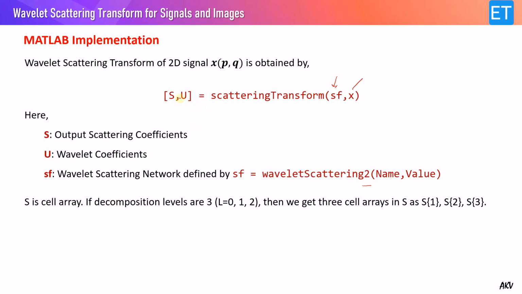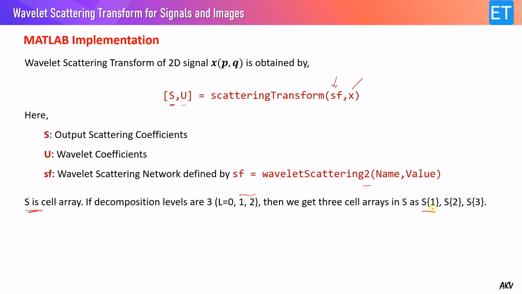So here after executing this function, you get S and U. Again, S will carry all the scattering coefficients and U will carry all the wavelet coefficients. So here S is the cell array. Okay. So if the decomposition labels are, let's say L equal to 0, 1, 2, these are 2 labels, then we get 3 cell arrays as S1, S2 and S3.